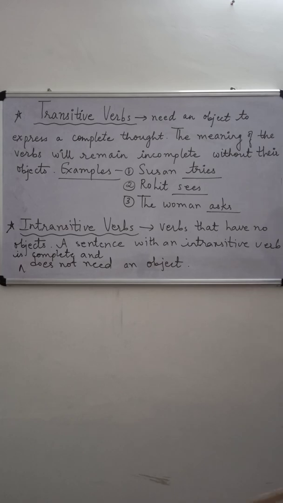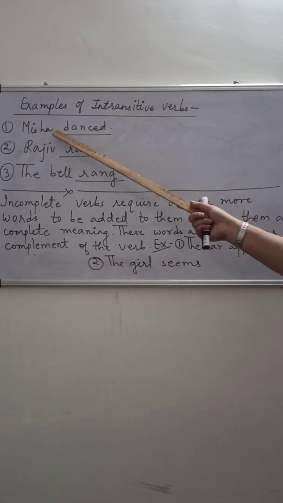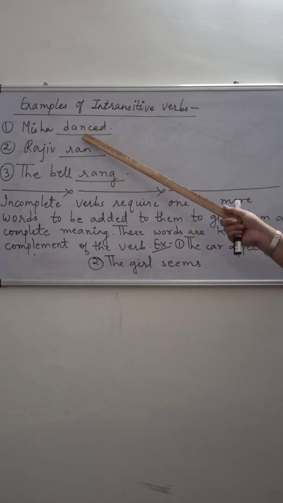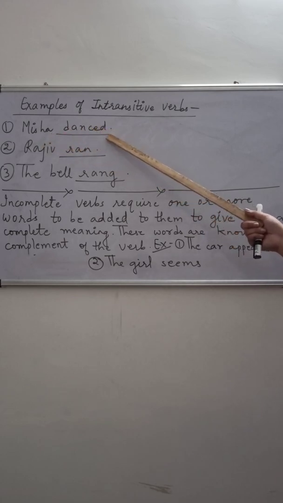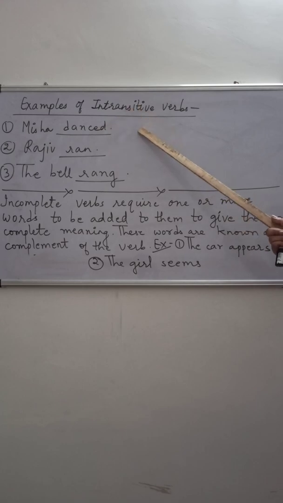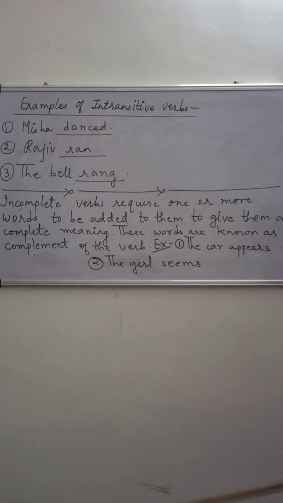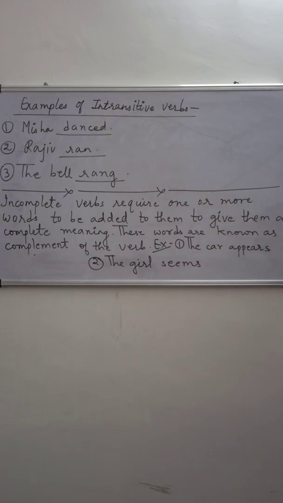Let us see some of the examples of intransitive verbs. Some of the examples of intransitive verbs are, first one, Misha danced. Now here you can see that danced is a verb and this verb does not need an object to complete its meaning. This sentence, Misha danced, is complete in itself. So this danced will be an intransitive verb.